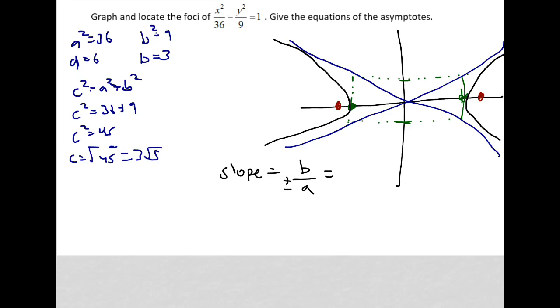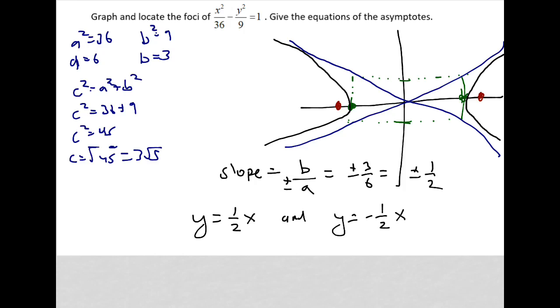So the slopes of these lines are going to be plus or minus 3 over 6, also known as 1 half. So the equation of one of these lines is going to be positive 1 half x, and the other equation will be negative 1 half x. Remember, you got to get the slope, you got to get the y-intercept, and then write it in slope-intercept form. In this case, the y-intercepts are 0, so we don't need to put the plus 0 at the end. So these two are the equations of these asymptotes.